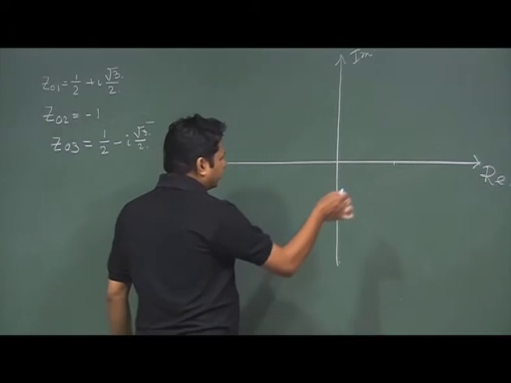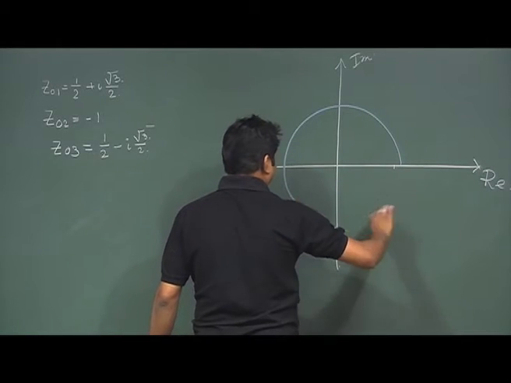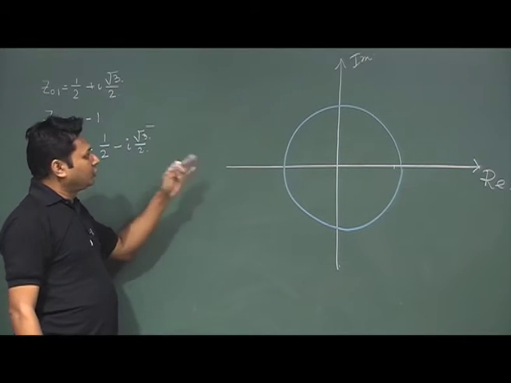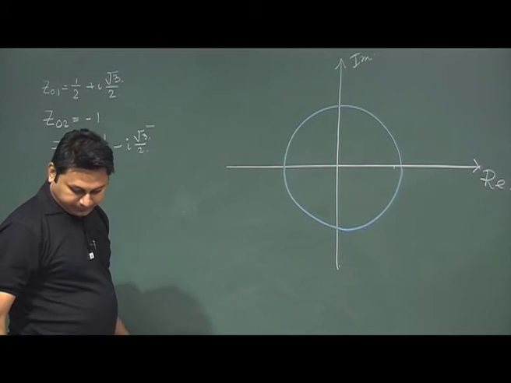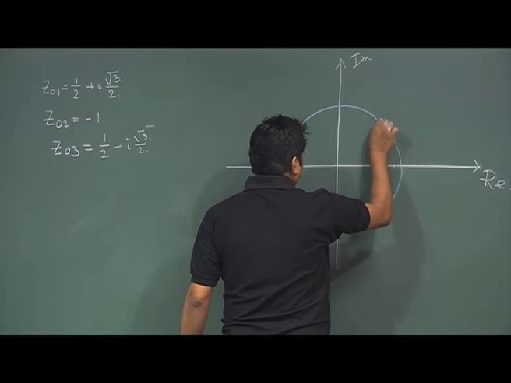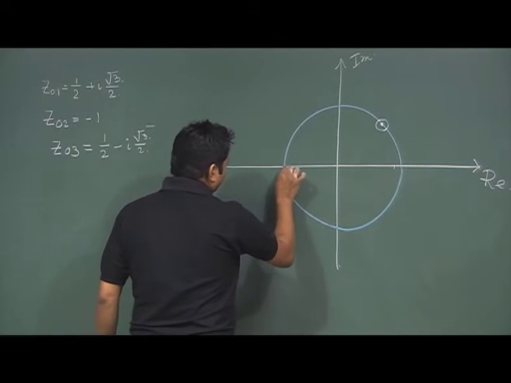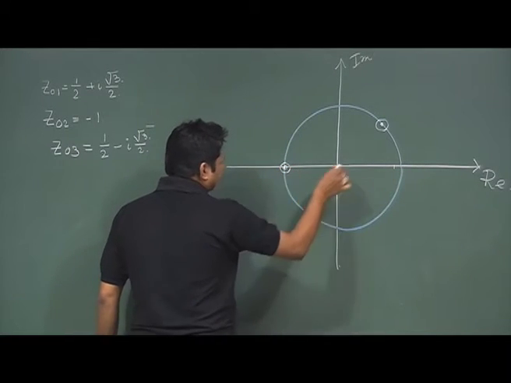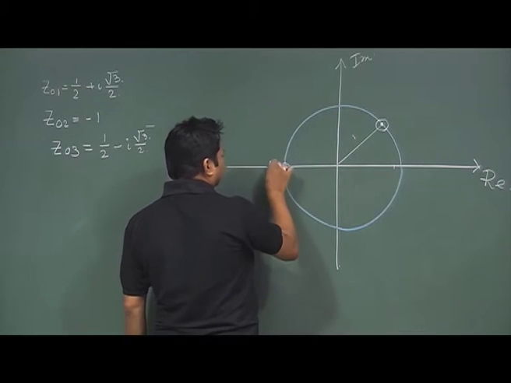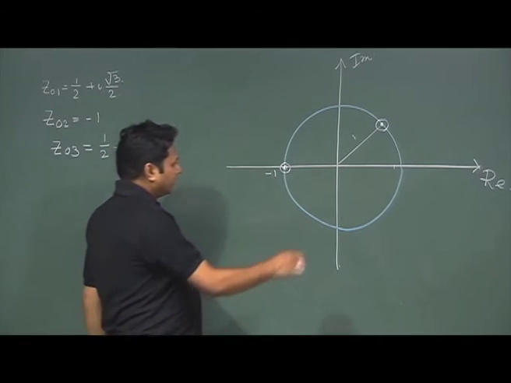So that means if I draw a circle of radius 1 like this, all the roots, at least these 3 roots, should fall on this circle. First point is somewhere here, second point is minus 1, that means it should be here, because this circle is of radius 1, this is 1, this is 1. So this point is minus 1, and what about this point? This point is somewhere here.